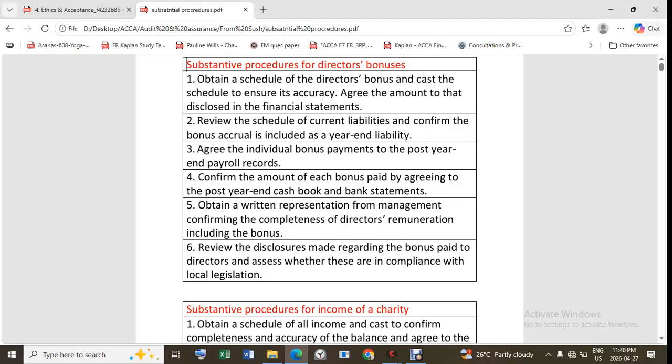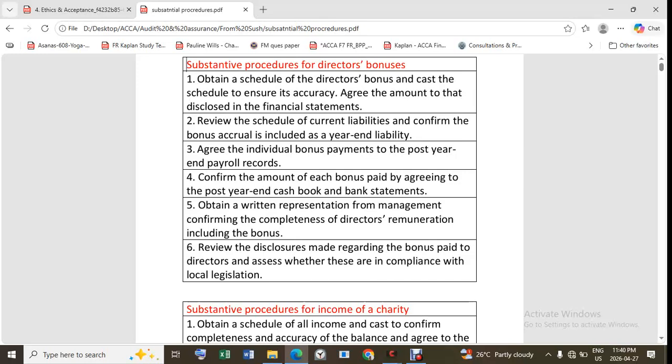Okay. Substantive procedure for director's bonus. Obtain a schedule of director bonus and cast the schedule to ensure its accuracy. Agree the amount to that disclosed in the financial statement.